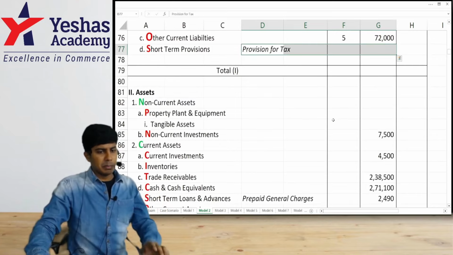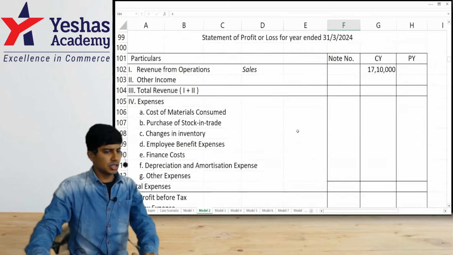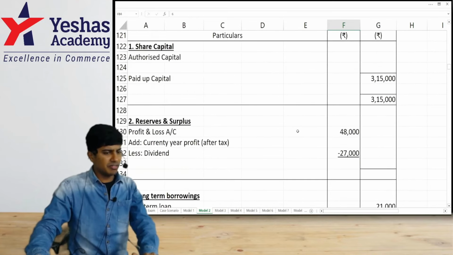Come to asset side. In PPE, I should write tangible assets total. Note number 6. Do we have this data ready? Yeah. Which one? Current year depreciation total or closing WDV? How much?